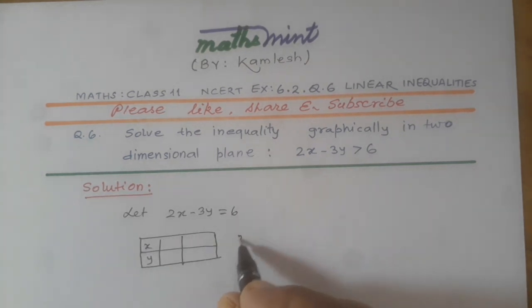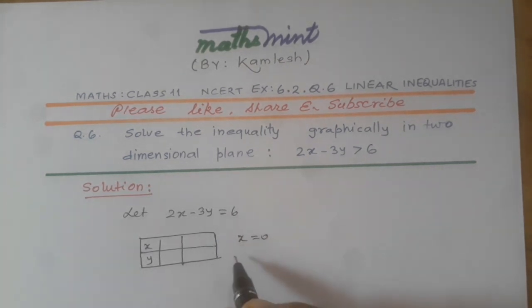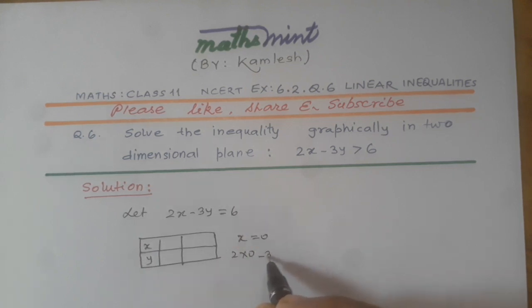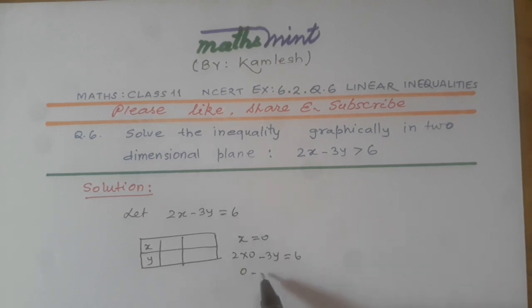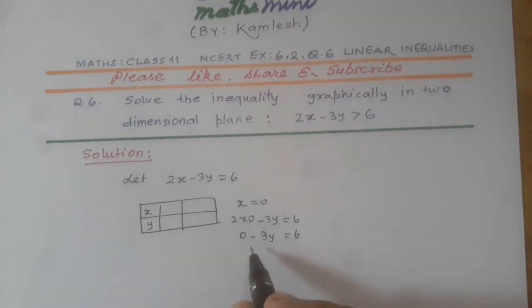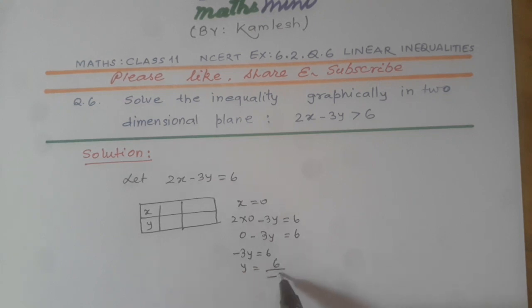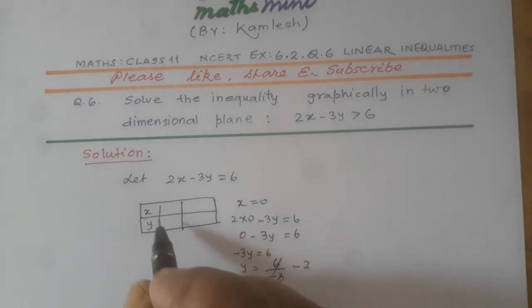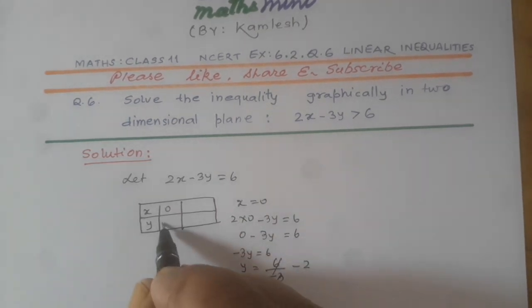Suppose x is equal to 0, then 2 into 0 minus 3y equal to 6. This will be 0 minus 3y equal to 6. Now it will be minus 3y equal to 6. y equal to 6 by minus 3. It will be minus 2. So here x is equal to 0, then y is equal to minus 2.